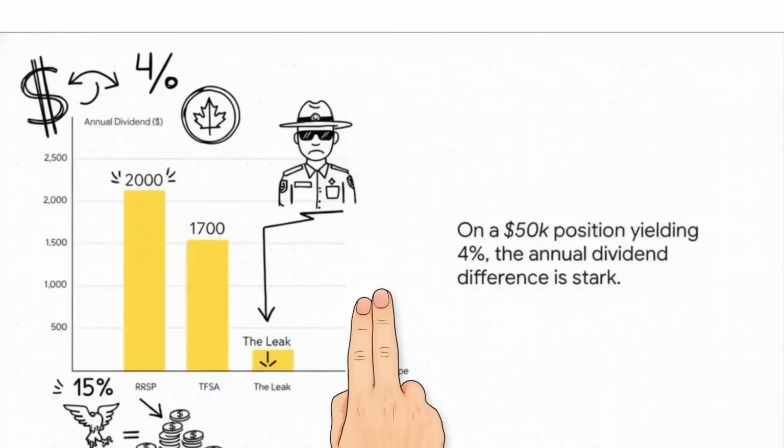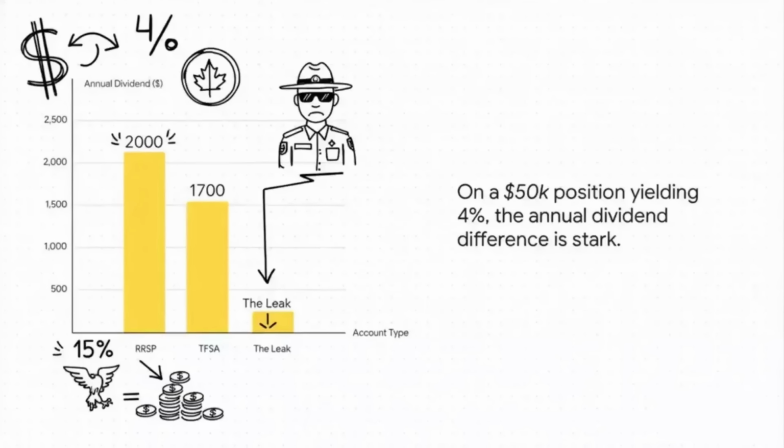Let's run the forensic math on this, because the opportunity cost is higher than you think. Imagine you have a $50,000 position in a US dividend growth ETF yielding 4%. That's $2,000 in gross income per year. Scenario A, the RRSP. The treaty protects you. You receive the full $2,000. You reinvest it. Scenario B, the TFSA. The invisible border guard steps in. The IRS takes $300. You only receive $1,700.